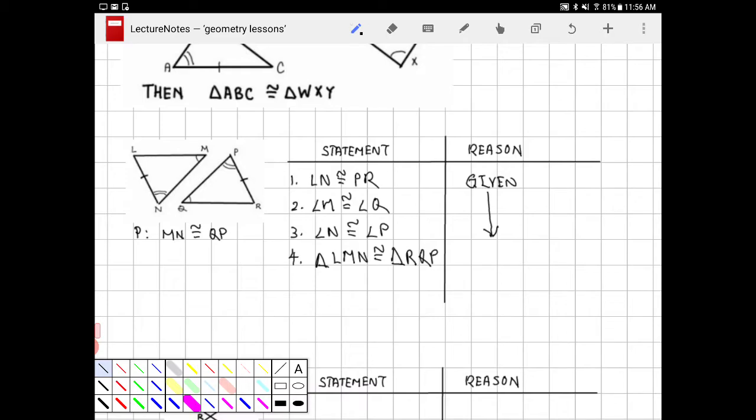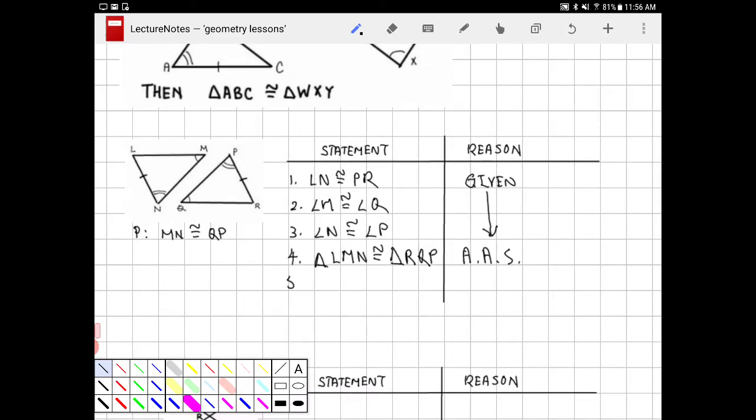And what's the reason, you may ask? Well, that's because of the angle-angle-side congruent relationship. Neither of the side nor angles are included, so that's how we know this is angle-angle-side. For our fifth statement, we can actually immediately jump to saying MN is congruent to QP. And the reason for this is, well, corresponding parts of congruent triangles are congruent.